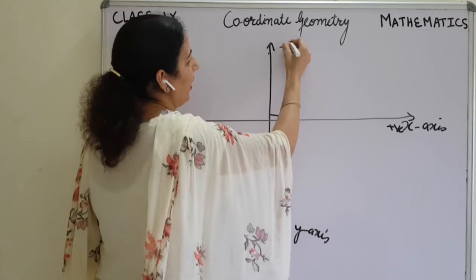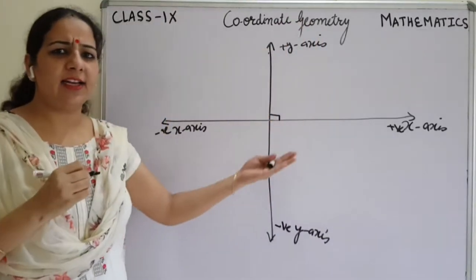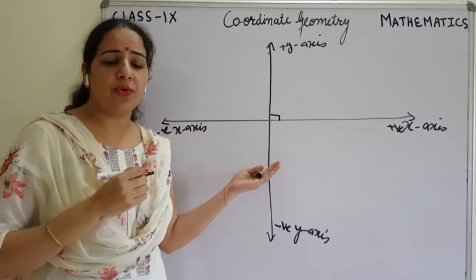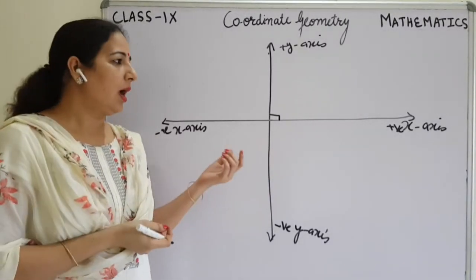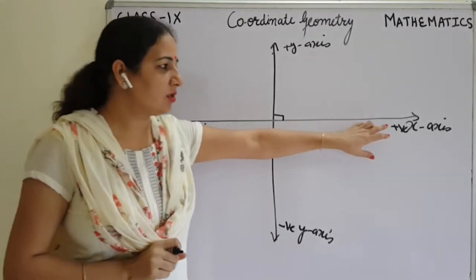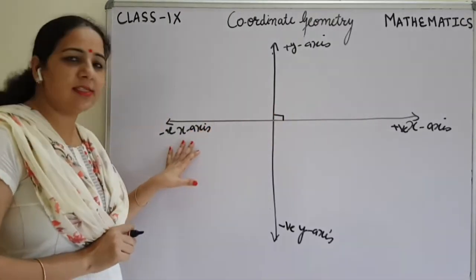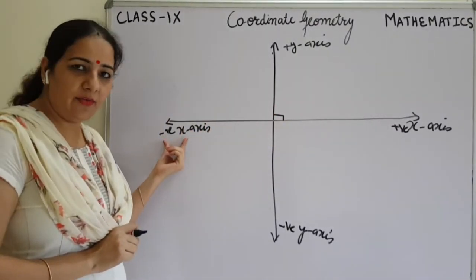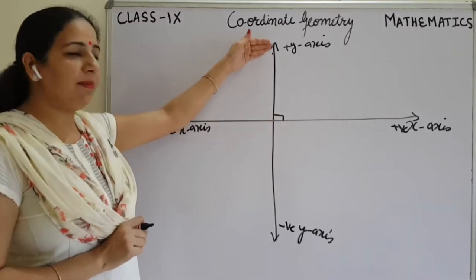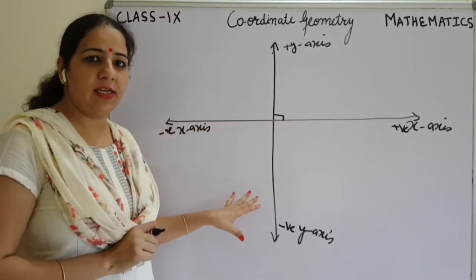positive y-axis. See, RHS is representing the positive x-axis, LHS is representing the negative x-axis, and the upper side means positive, the lower side means negative. So it will be very easy to remember.